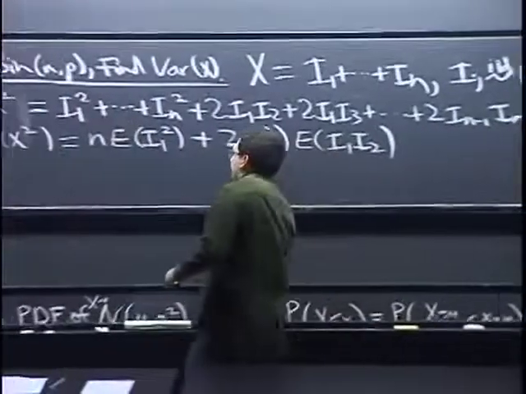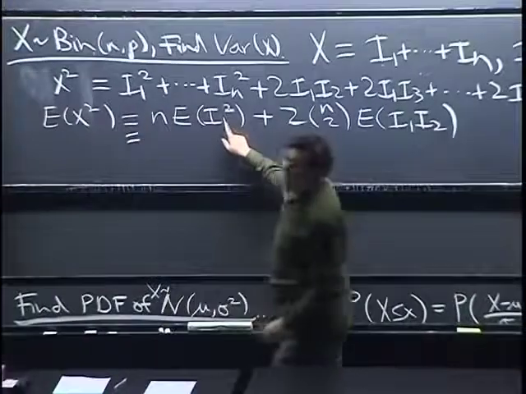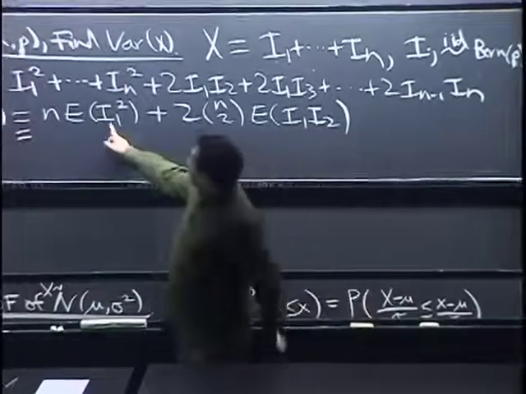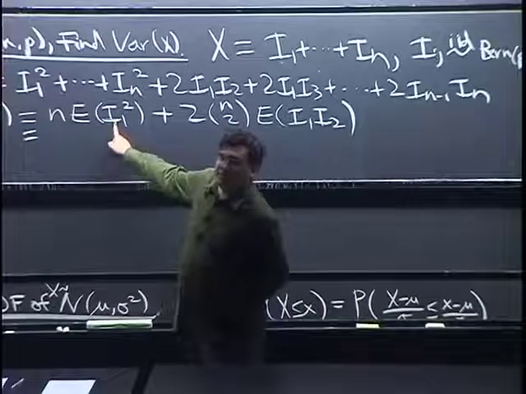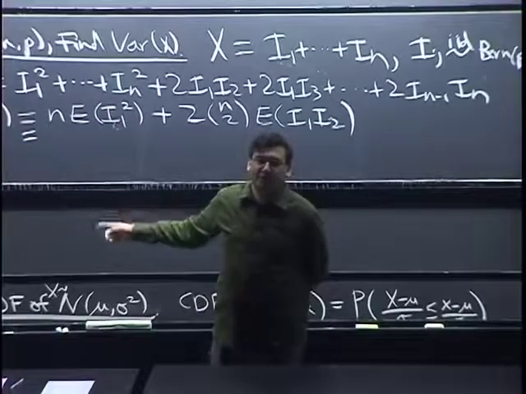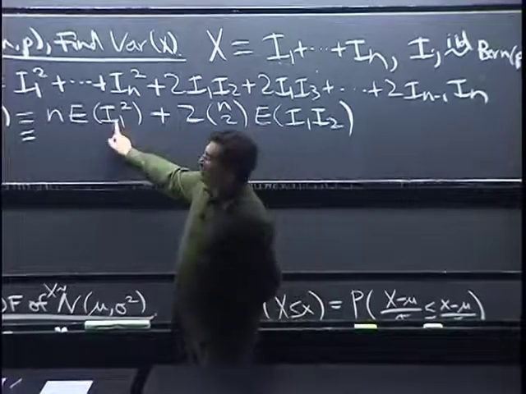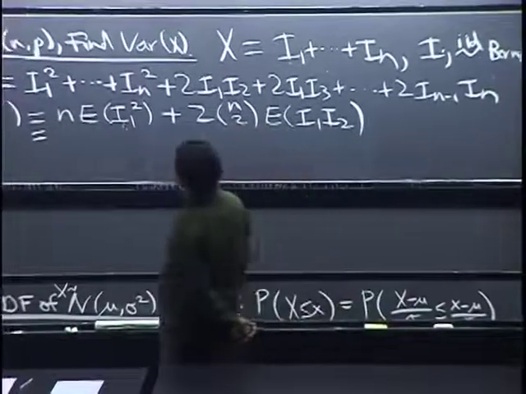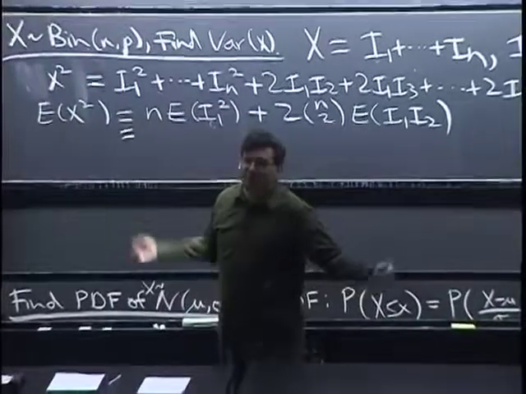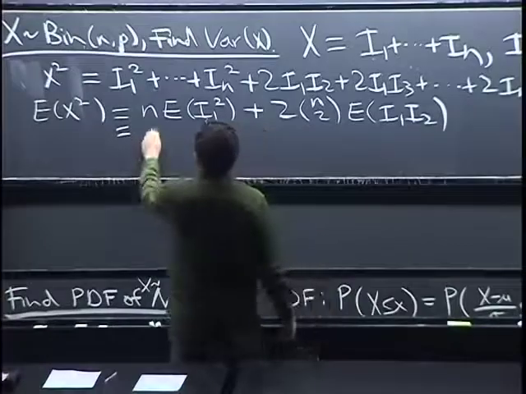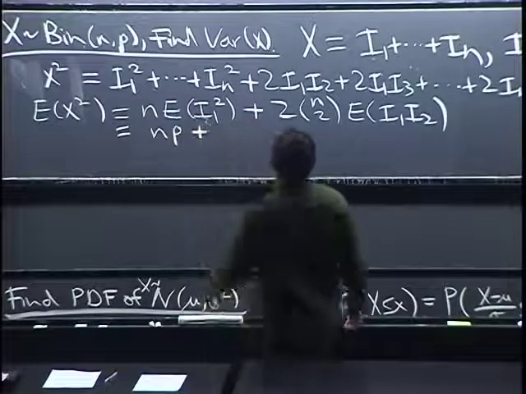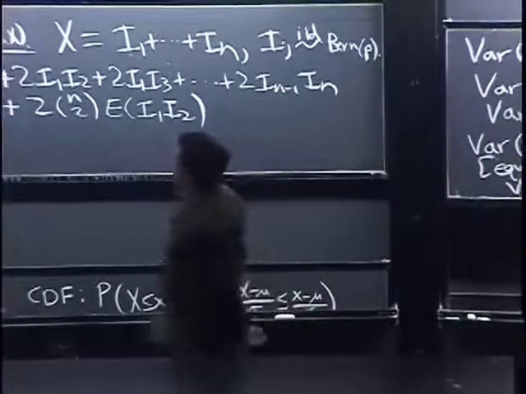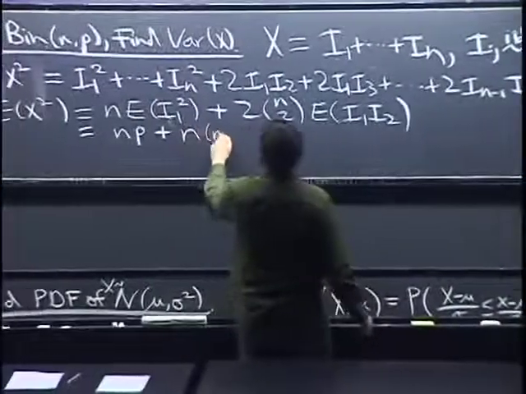Now, this is even nicer. Well, it definitely is looking better, but this is even better than it looks because I1 is either just 1 or 0. If you square 1, you get 1. If you square 0, you get 0. So I1 squared is just I1. So E of I1, that's just the expected value of Bernoulli p, is p. So that's just np plus n choose 2 is n times n minus 1 over 2. So the 2's cancel. So this is really just n minus 1.